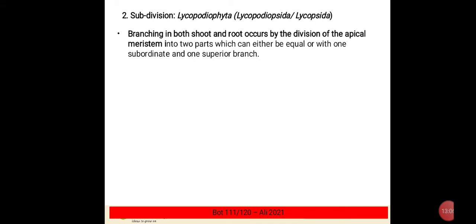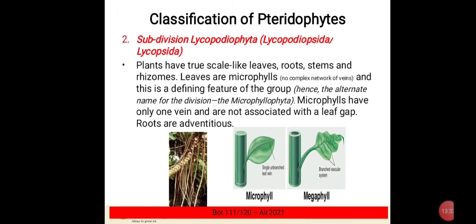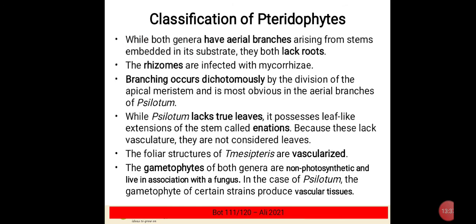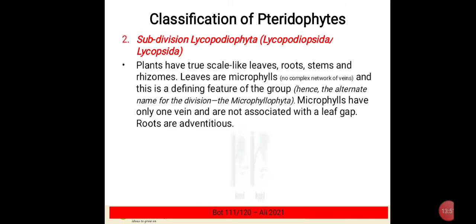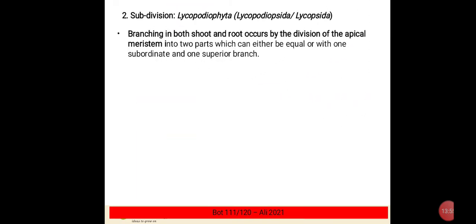That's about the division Lycopodiophyta. Now, what about the branching? I said in Psilophyta, branching occurs dichotomously by division of the apical meristem. But now in Lycopodiophyta, branching in both shoot and root occurs by division of the apical meristem into two parts. So, meaning no dichotomous division. It is only division of the apical meristem.